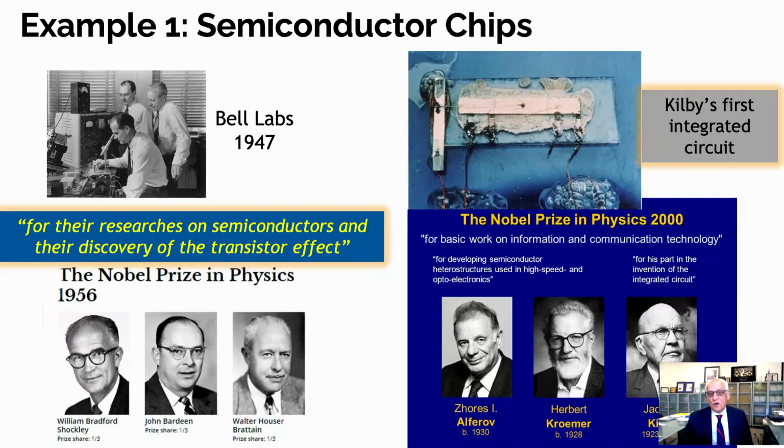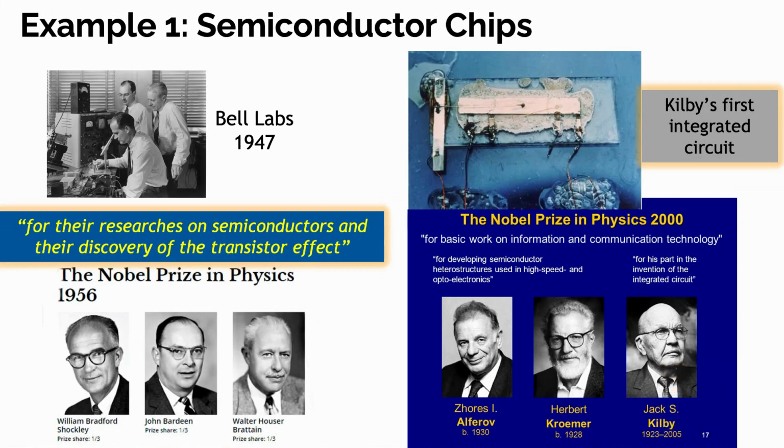The first example I want to discuss is semiconductor chips. It's an absolutely fantastic story of fundamental engineering research to societal impacts. And the story actually goes back a long time, even before the formation of the National Science Foundation, to Bell Labs, where the transistor was invented, and the Nobel Prize in Physics was awarded to Shockley, Bardeen, and Brattain for their discovery. The citation is for their researches on semiconductors and their discovery of the transistor effect. So that was the birth of the transistor.